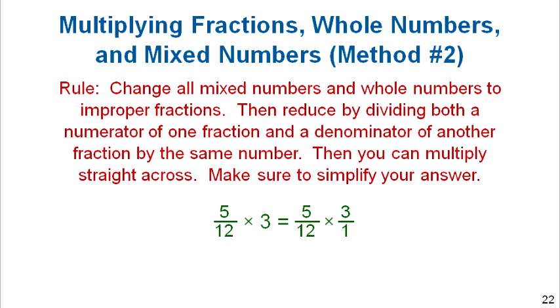Now let's work this problem again, but let's use the method that I'm calling method number 2. To use this method to multiply these fractions, you must still begin by changing the 3 to an improper fraction. Now, notice that you can reduce before we multiply straight across by dividing both the 3 and 12 by 3. 3 divided by 3 is equal to 1, and 12 divided by 3 is equal to 4. And now we can multiply straight across. 5 times 1 is equal to 5, and 4 times 1 is equal to 4.